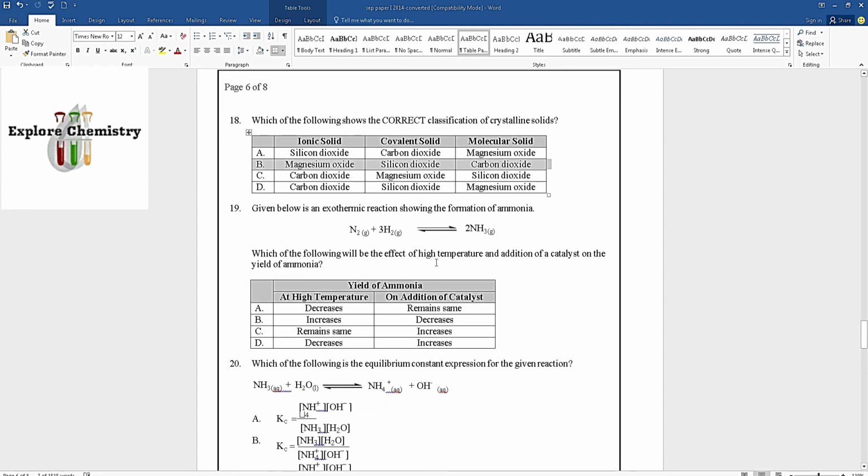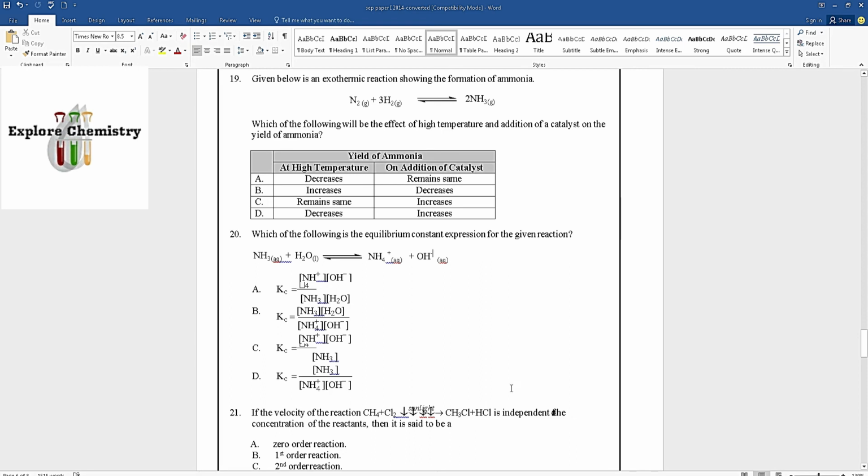Number 19, which of the following will be the effect of high temperature and addition of catalyst on the yield of ammonia? Catalyst addition will have no effect on equilibrium position or yield of product, and this is because it is an exothermic reaction. Increasing temperature will move the reaction in the backward direction, so ammonia yield will decrease. At high temperature it will decrease, and on addition of catalyst it will remain the same. Option A is the correct answer.